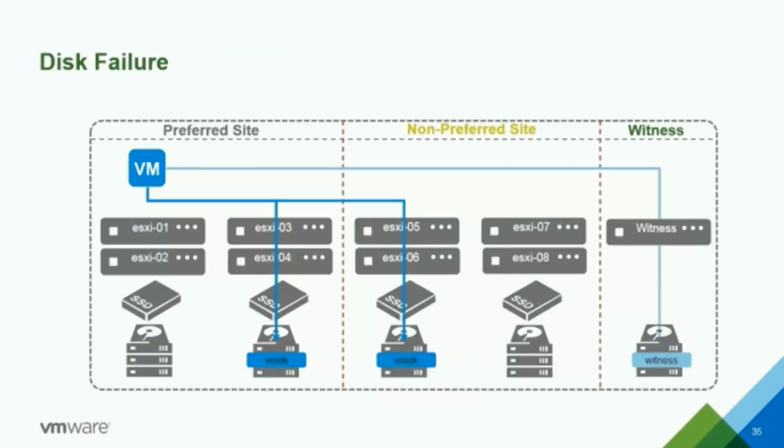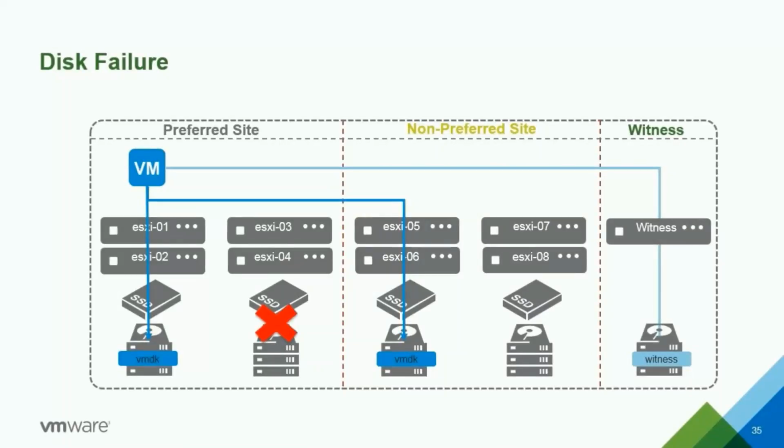So how do we handle something like a disk failure? In the case of disk failure, not the entire host, just one of the components in a host, it's going to be somewhat similar. The VM is going to continue to operate with no interruption, just operating off of the disk that's at the non-preferred site. We start rebuilding that component on another host or in another disk group, and as soon as we've got that data rebuilt and copied back over, we're back to normal operations from an availability standpoint.